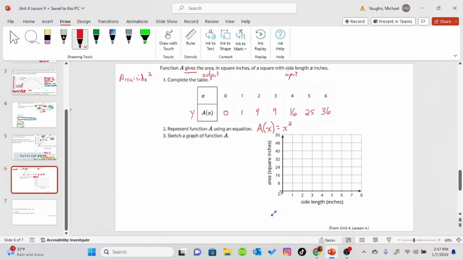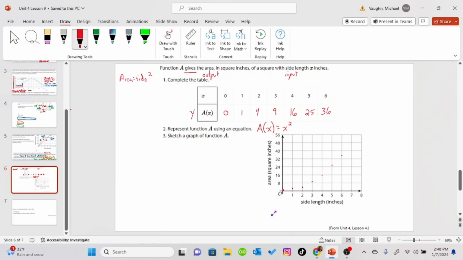And number 3, sketch a graph of function A. So we want to take each column as a point pair. The top number is your x, the bottom number is your y. So we have 0, 0. We have 1, 1. 2, 4. 3, 9. 4, 16. 5, 25. And 6, 36.